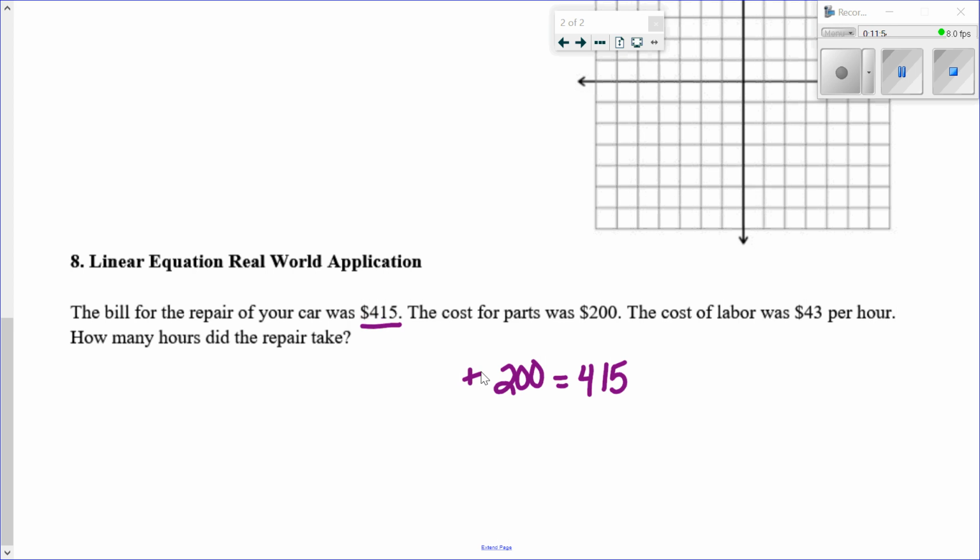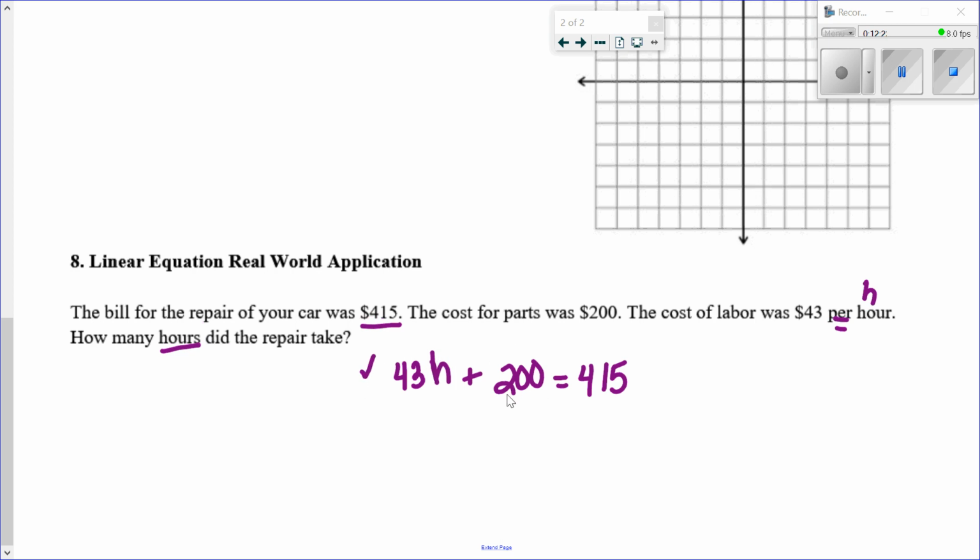So I have an additional amount of 43 per hour. The hours we don't know because that's what we're solving. That's our variable, and it's 43 per. Per here always means multiplication, so I'm going to write it as 43H. Because it's multiplication, you don't see it when it's a number and a variable. It's just understood. It's like invisible math. So we have our equation.